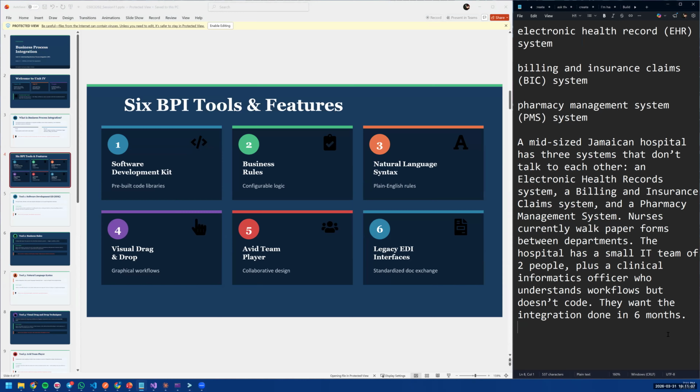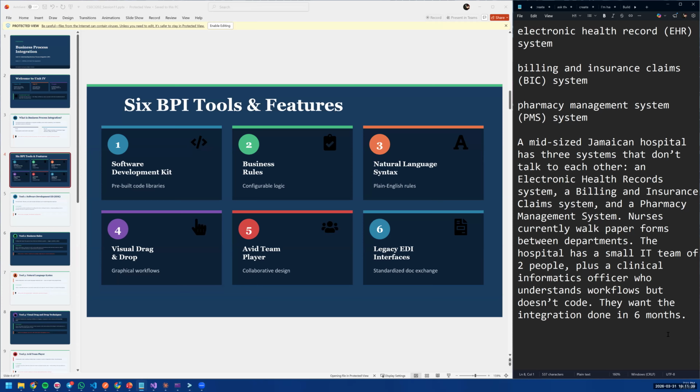So for one of them, I think Avid Team Player. Mm-hmm. All right. Can you say why? Because the 3 systems don't talk to each other currently. The electronic health records system, the billing and the insurance, and the pharmacy management system. So they're not talking to each other or doing anything collaborative with each other that would be required, especially since it's a hospital system, and you want everything to be integrated with each other in order to connect so that certain processes will be done quickly.